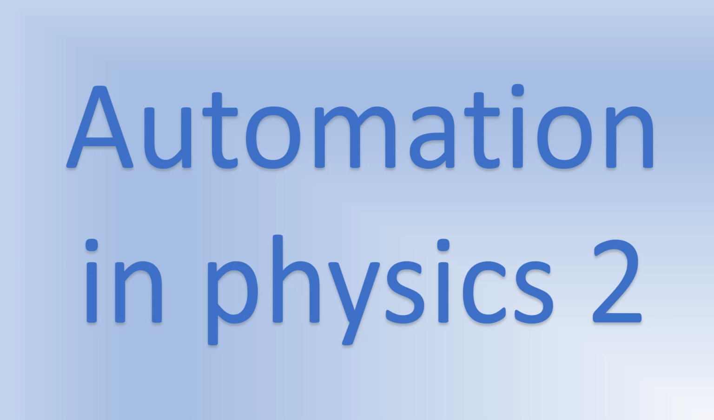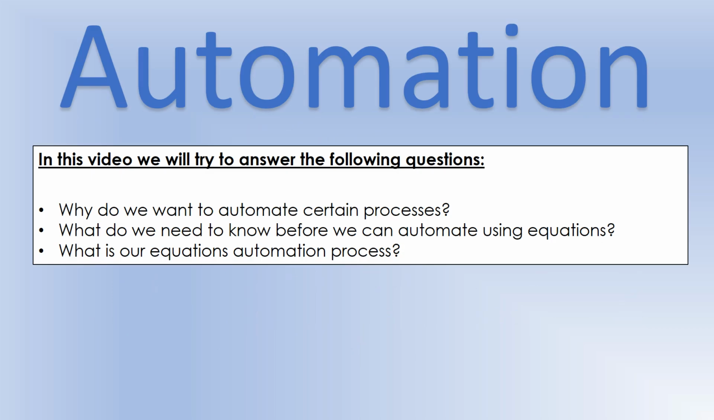Okay, so in my previous video, I took a look at automation in physics in the context of converting between units with prefixes. Now, I wanted to make a second one looking at this same automation process, but in terms of rearranging equations. So, what are we trying to get out of this video?